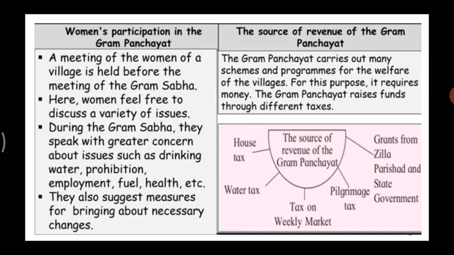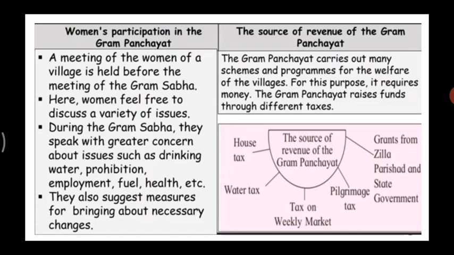During the Gram Sabha, they speak with greater concern about different issues such as drinking water, education, employment, fuel prices, health, etc. They also suggest measures for bringing about necessary changes. If they want to change something, the women also speak up that these things need to change.